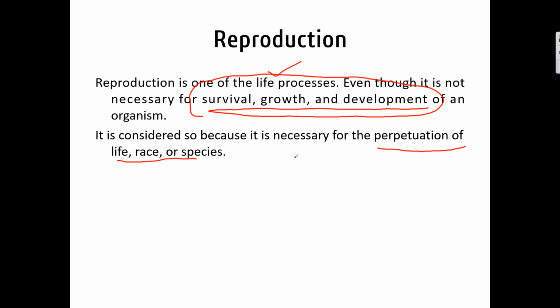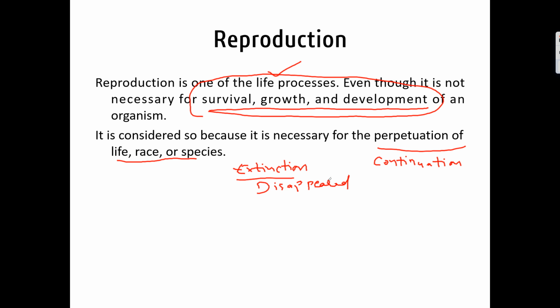Perpetuation means the continuation of life. What happens if there is no continuation of life? What happens if there is no reproduction? We cannot give birth to our young ones. Not only we, all living organisms cannot give birth to their young ones. So what happens if there are no young ones? It will lead to the problem called extinction. What is extinction? It means disappearing. The species will get disappeared.